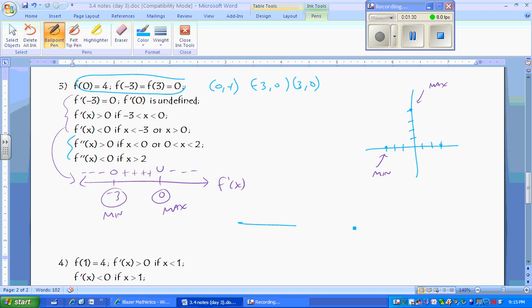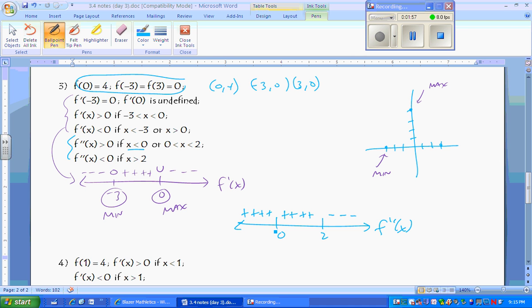Then we look at the second derivative. And here it's talking about 0, 2, so those are the only two values. So those are what we're using on our intervals here. The second derivative is greater than 0, positive, when x is less than 0, or when x is between 0 and 2. It is less than 0, negative, when x is greater than 2.